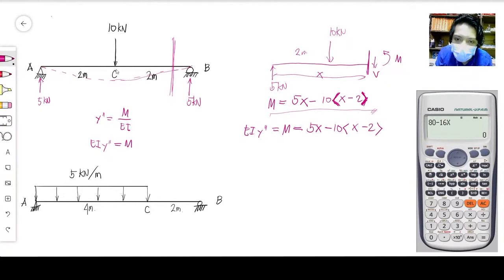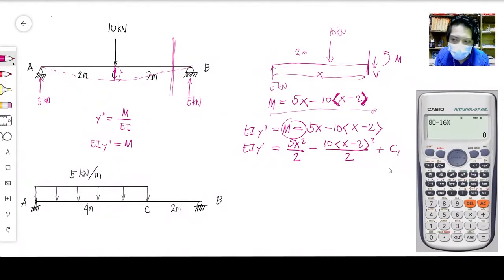Take note, what we are looking for is the deflection at the midspan. That is the distance we want. So, when you integrate this, the integral of EI y double prime is EI y prime, of course. This is equal to, add 5x, this will become the integral of 5x is 5x squared over 2, and this is negative 10 bracket x minus 2 squared over 2, plus C1.